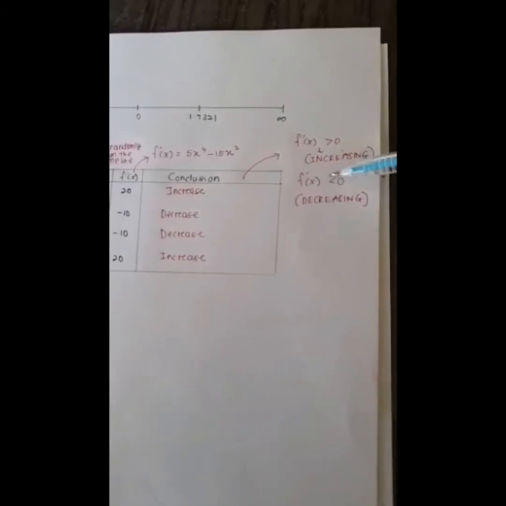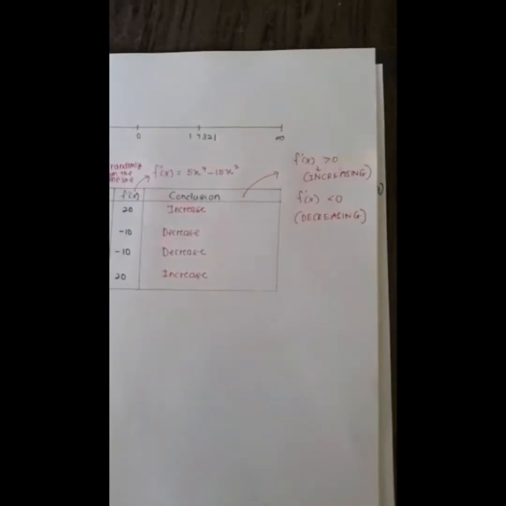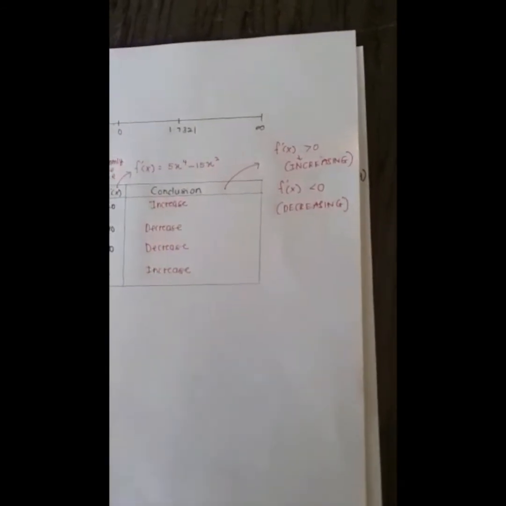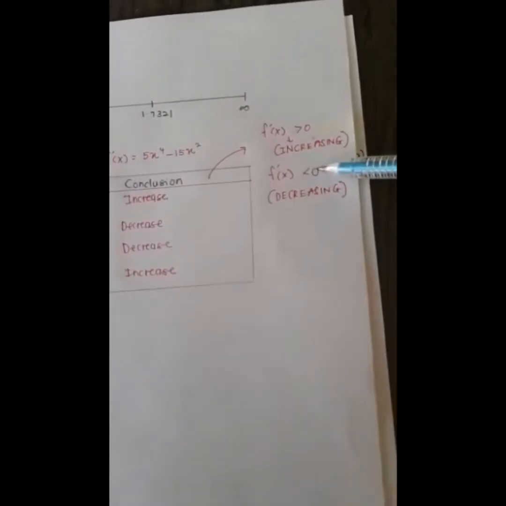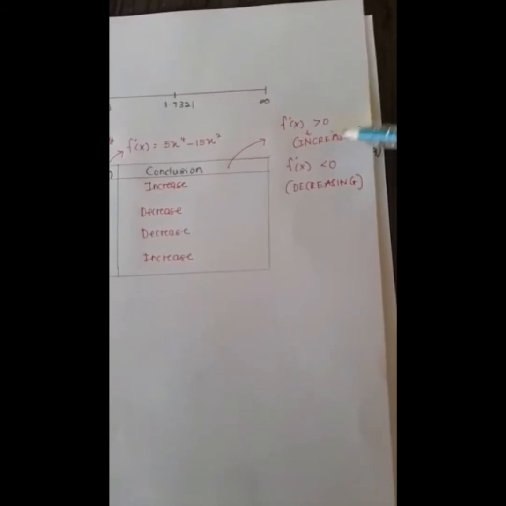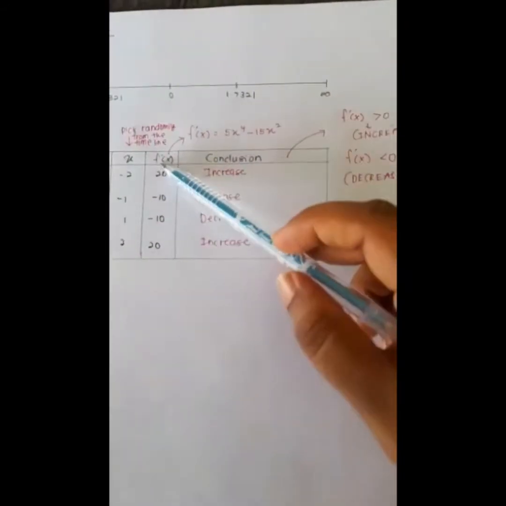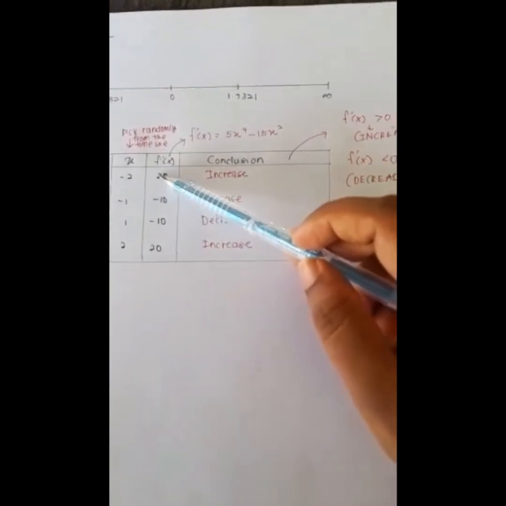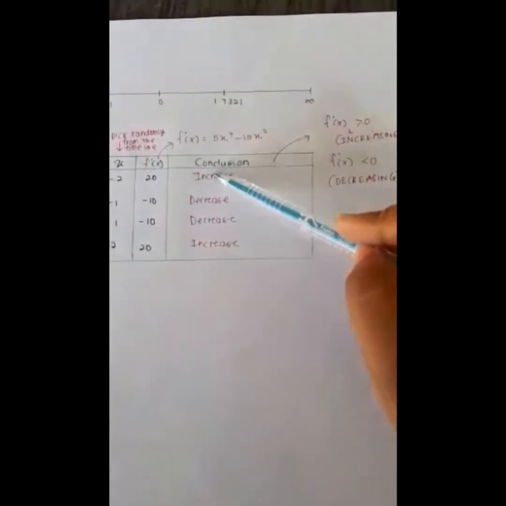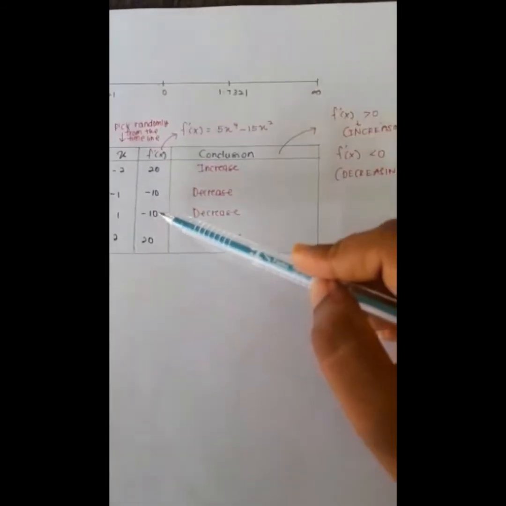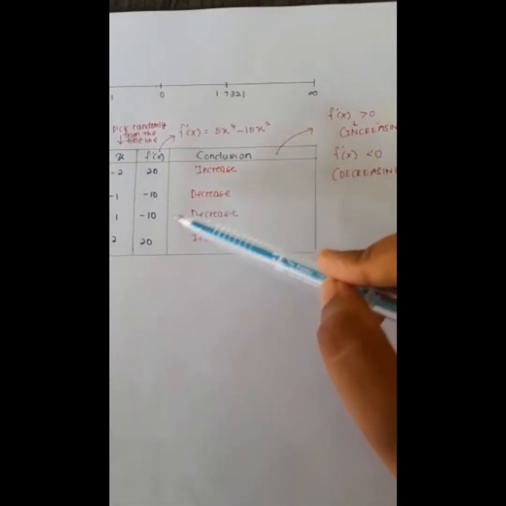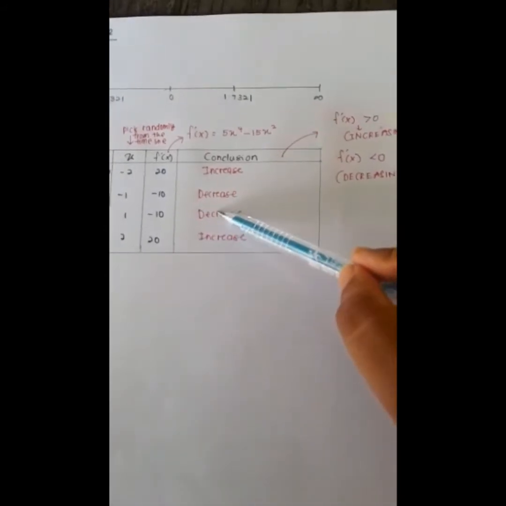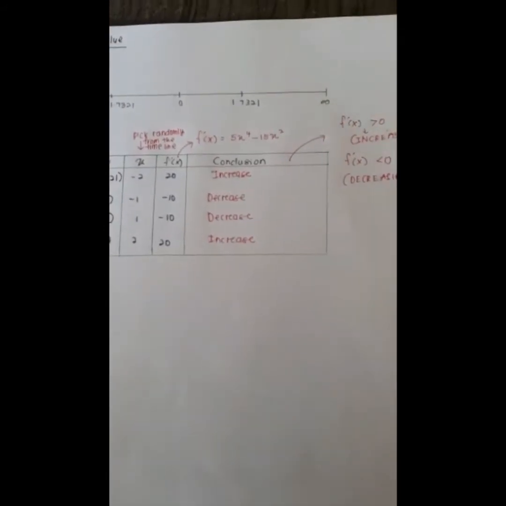If f prime x is less than 0, it's decreasing. If it is more than 0, it's increasing. So now our f prime x is 20, which is positive and more than 0, so this function is increasing. Negative 10 is less than 0, so this is decreasing.